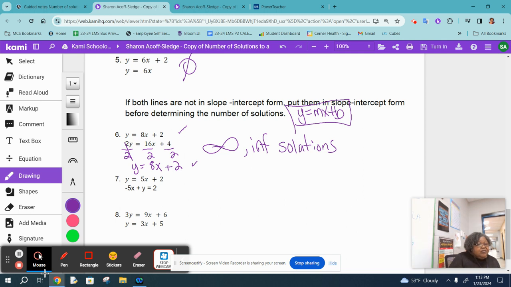This one, we need to move this over here. Do y'all remember what I said when you move something to the other side? Just change the sign. So let me just do it this way. You're going to add 5x to each side. Now we can't combine those because that 2 doesn't have an x with it. So y is equal to 5x plus 2. So I moved it to the other side. What happened to the sign? It changed to positive. So if you move something to the other side of the equal sign, just change the sign. That's a quick step. So now both of these equations are exactly the same. So we got infinite solutions on that.